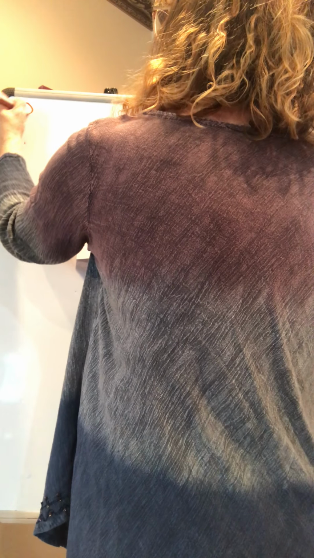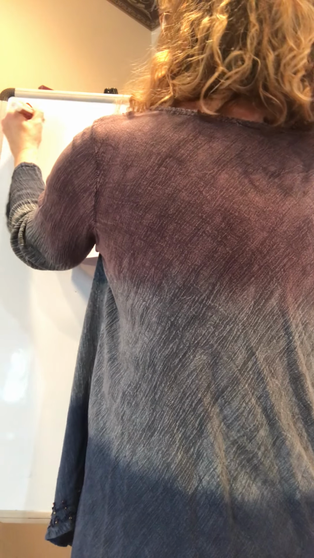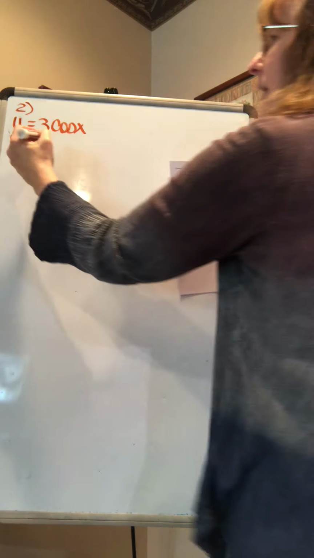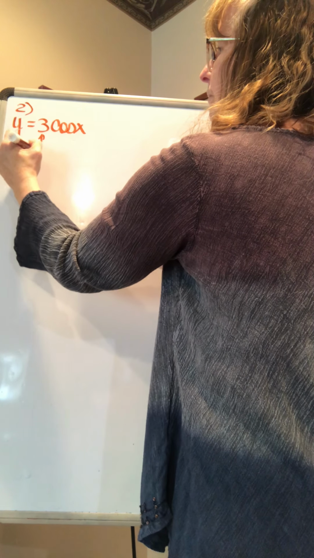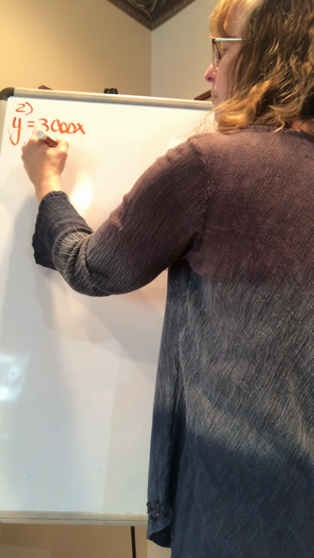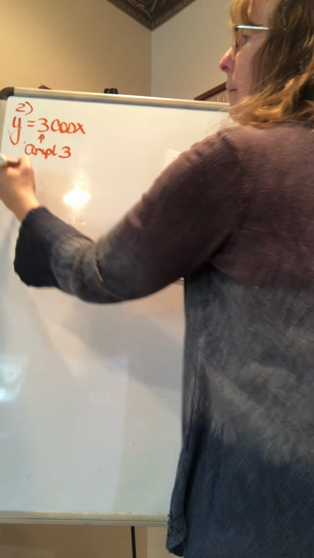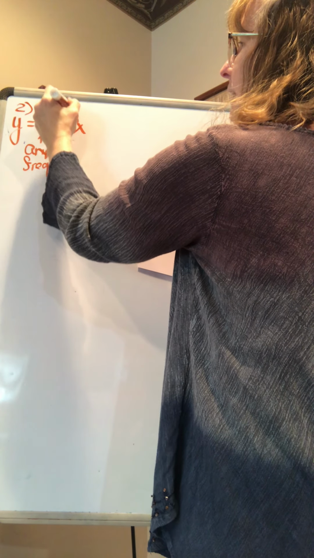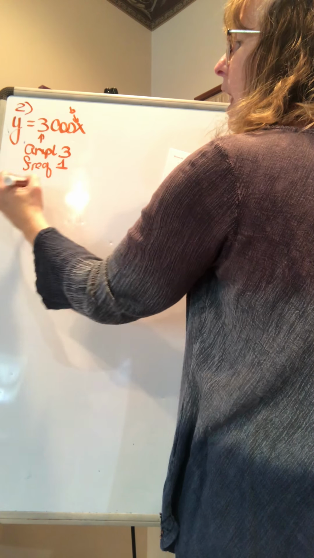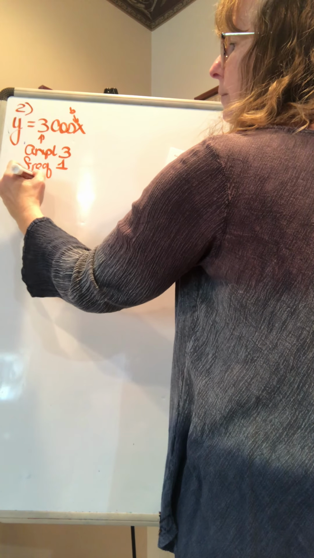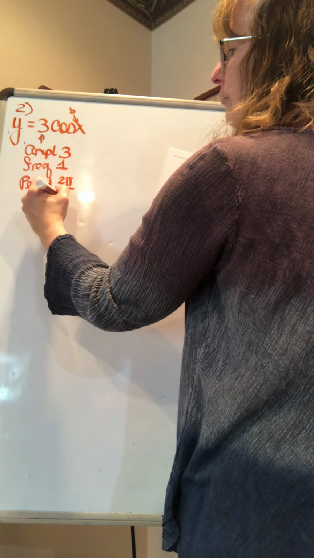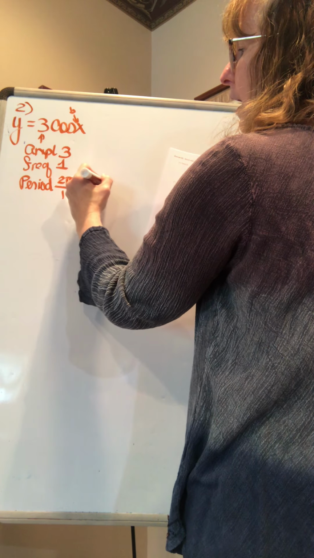On exercise 2, I have y is equal to 3 cosine of x. Well, here's my amplitude. My amplitude is 3. My frequency, my b, is right here. There's the B. It's 1. That gives me a period of 2 pi divided by the frequency of 1, 2 pi.